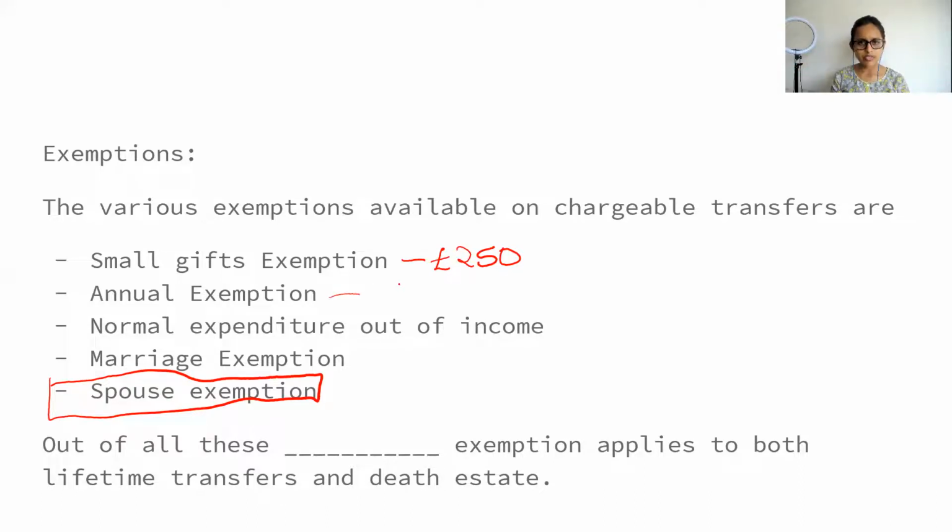And the annual exemption amount is £3,000 every year. Every tax year you get £3,000. If last year's was not used, you can use it this year. You can carry it forward once.